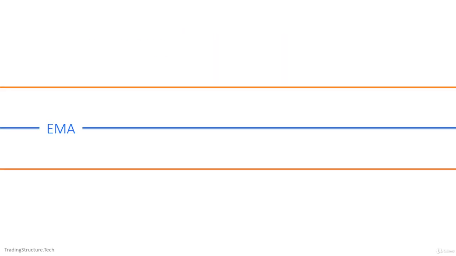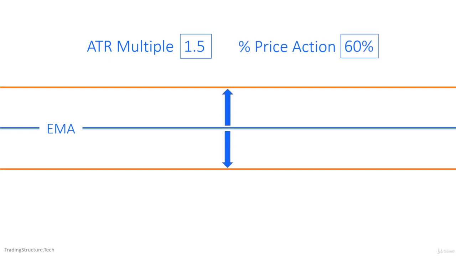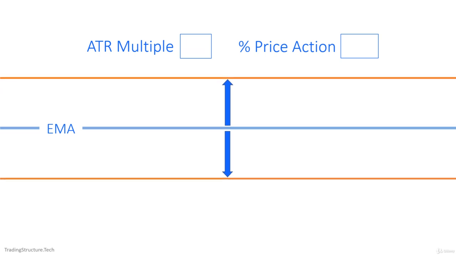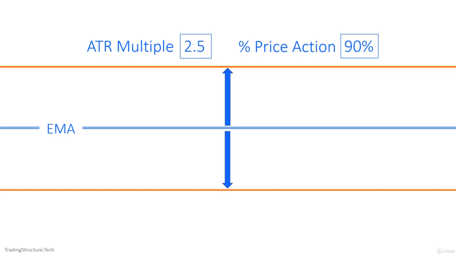A multiple of 1.5 ATRs produces a channel that contains about 60% of price action. I like to be more selective than this. Remember, breaking through the channel should be a noteworthy occurrence. I wouldn't call something that happens 40% of the time very noteworthy. Increasing the multiple to 2.5 captures around 90% of price action. This means that only 10% of price activity falls outside the channel.